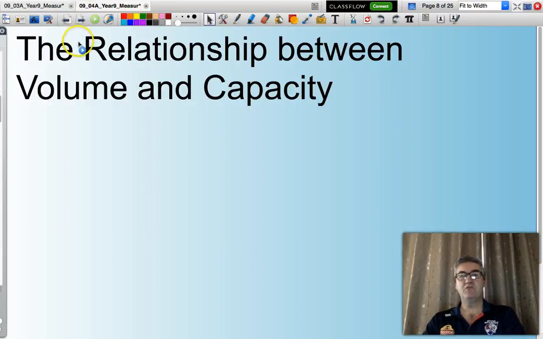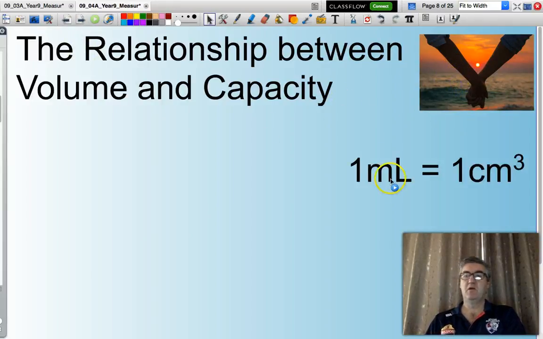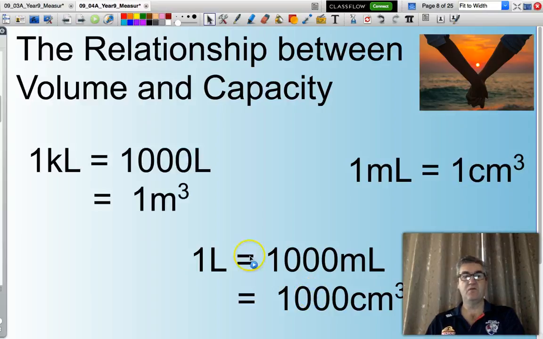Now, what is the relationship between volume and capacity? Well, a relationship, well, perhaps not that sort of relationship. 1 millilitre equals a centimetre cubed. That's the key relationship. If you need to convert between centimetres cubed and millilitres, there you have it. 1 litre equals 1,000 millilitres or 1,000 centimetres cubed. That is a fairly common one that is used. Or a kilolitre or 1,000 litres equals a metre cubed.